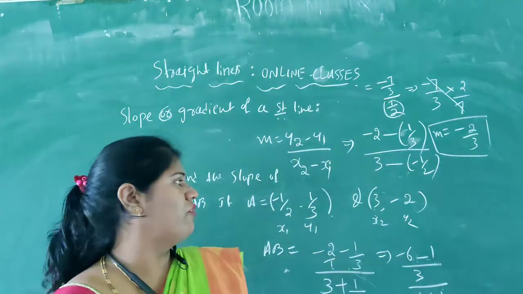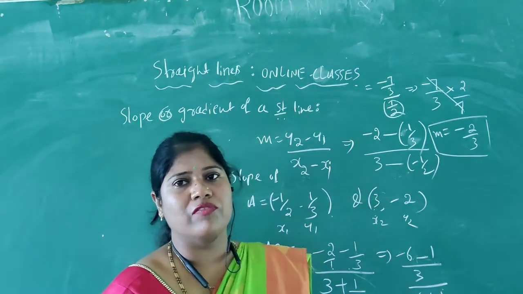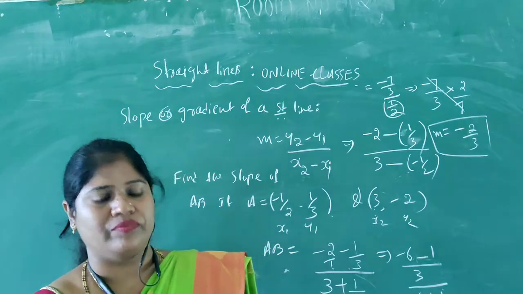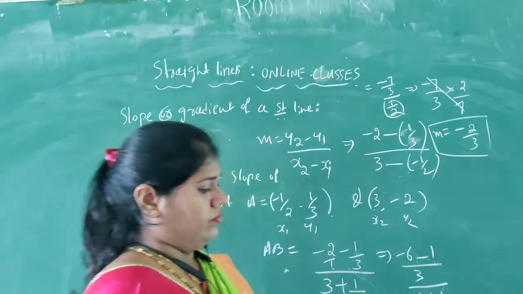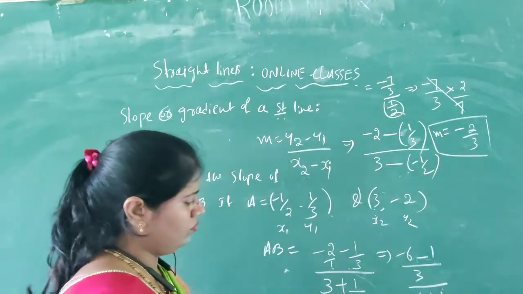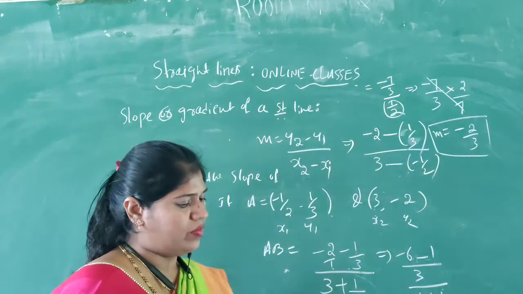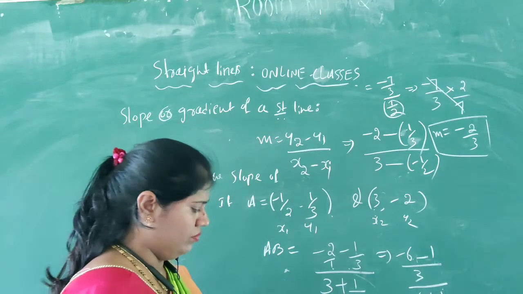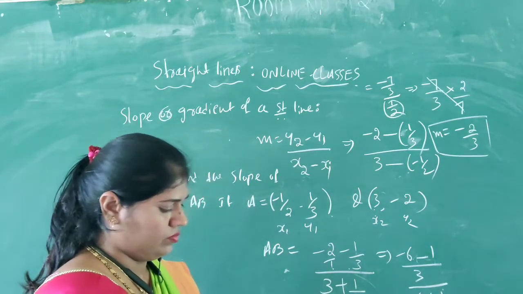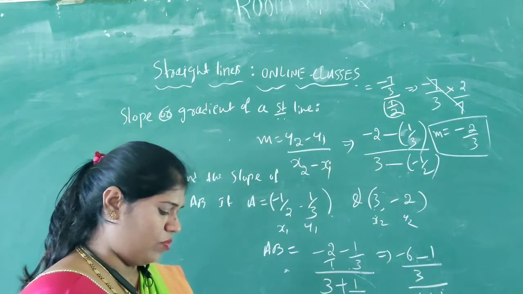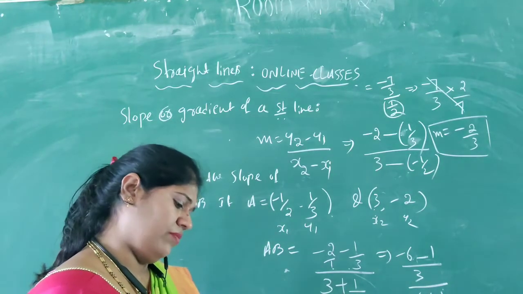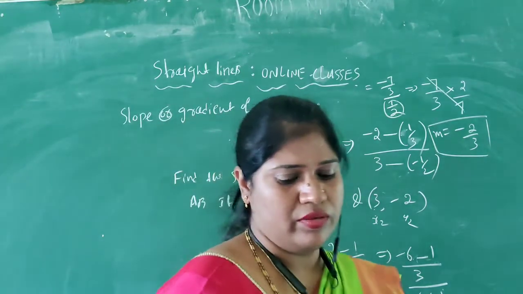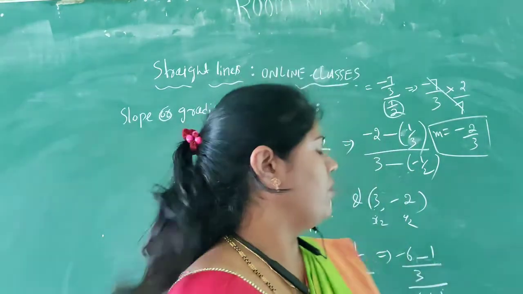So these are all the different kinds of problems for finding the slope if 2 points are given. Okay. We can do so many problems. Okay, we have to try one by one. There are so many problems that will be given. Okay. Next one we will go for angle between the two lines.